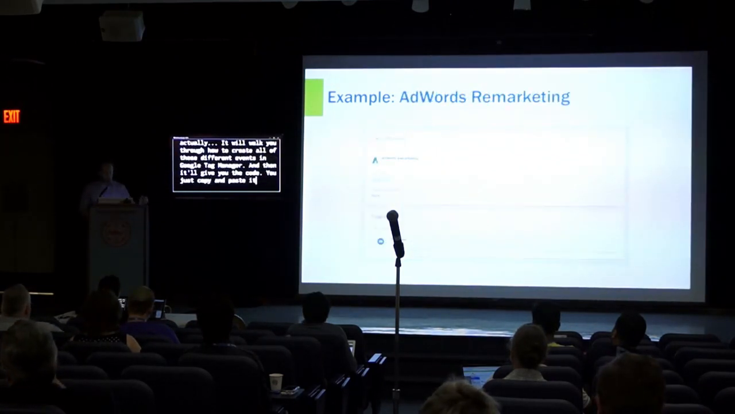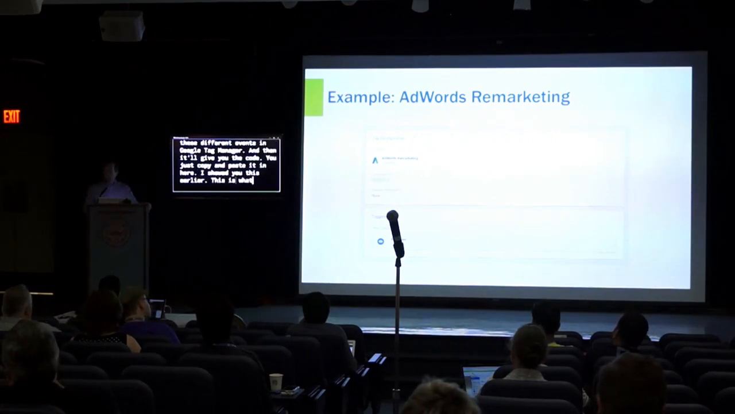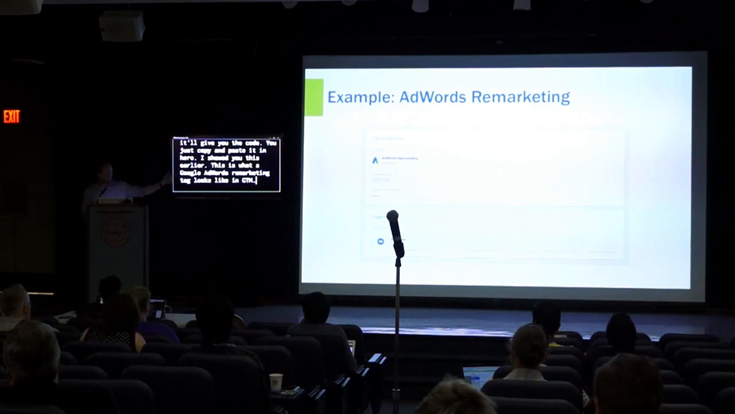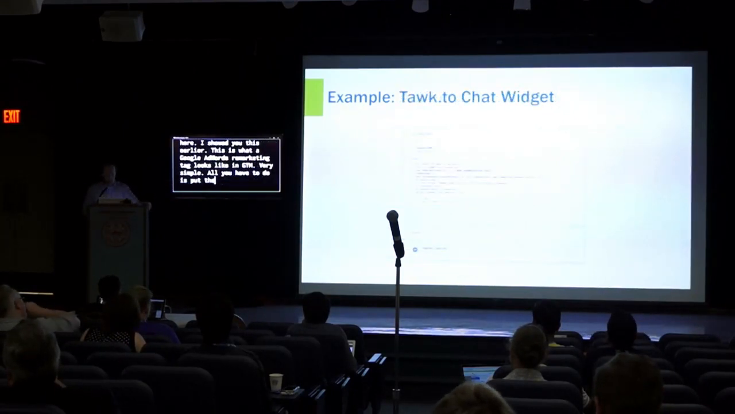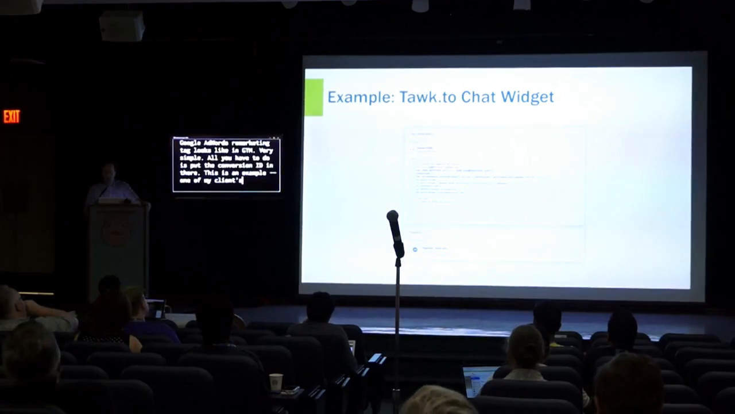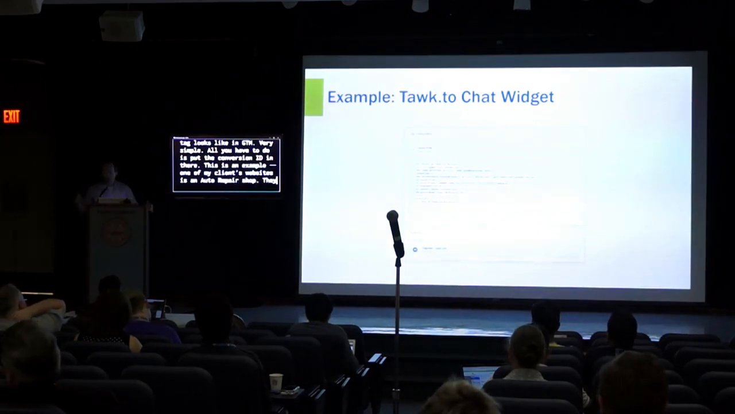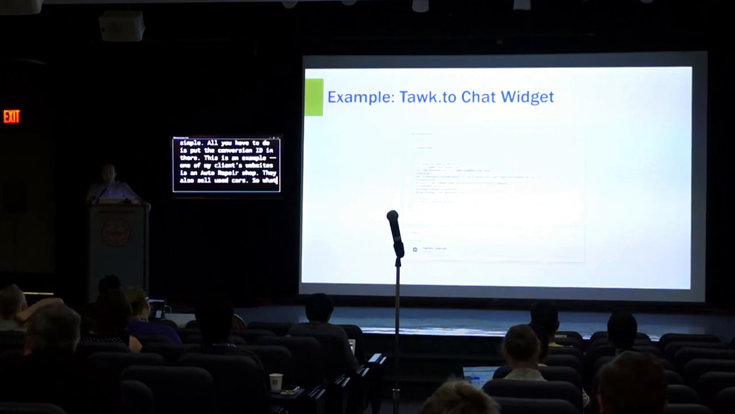I showed you this earlier. This is what a Google AdWords remarketing tag looks like in GTM. Very simple. All you have to do is put the conversion ID in there. This is an example. One of my clients' websites is an auto repair shop. They also sell used cars. So what we've done very successfully is installed a chat widget on the used car page.